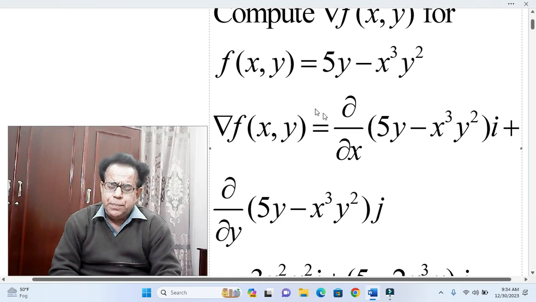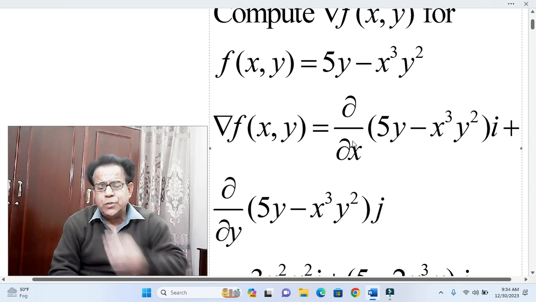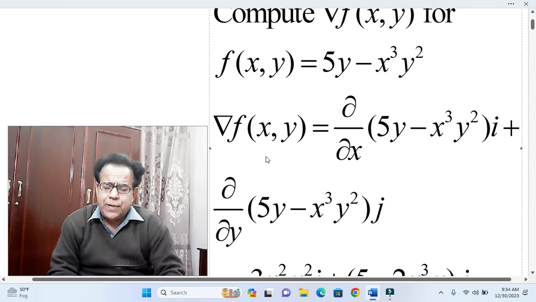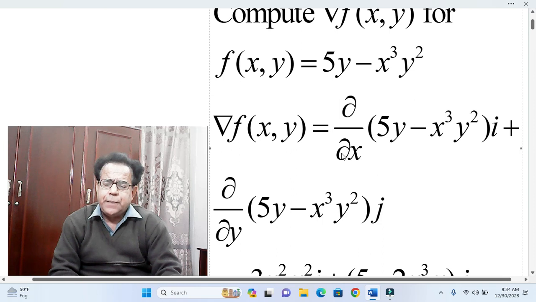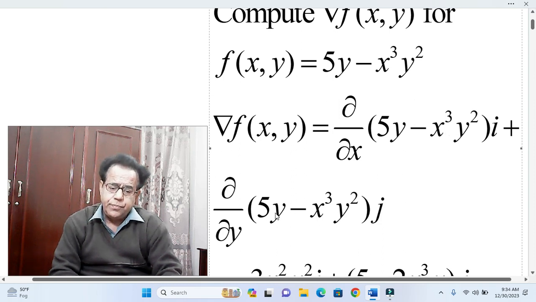Dear students, this symbol is sometimes called curly, sometimes called partial, because it is a partial differentiation. So the gradient of f(x,y) is equal to curly over curly x, or partial over partial x, into 5y minus x^3 y^2, i, plus curly over curly y, or partial over partial y, into 5y minus x^3 y^2, j.